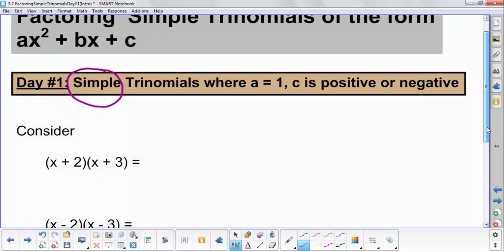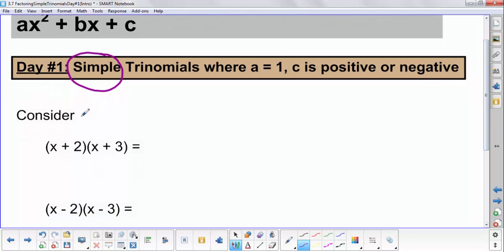So right now we're going to do the opposite of factoring. We're going to distribute. If we take a look at this first question, we have x times x, x times 3, 2 times x, and 2 times 3, which gives us 6. Now if we simplify, we end up with x squared plus 5x plus 6.